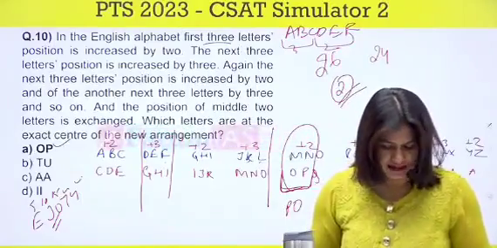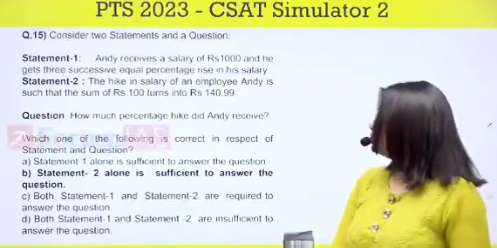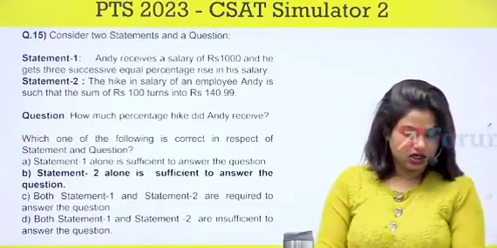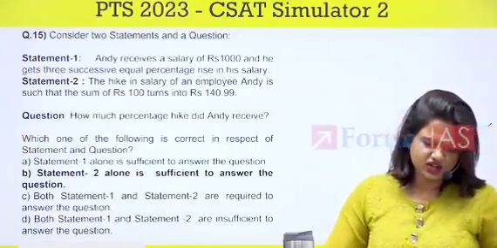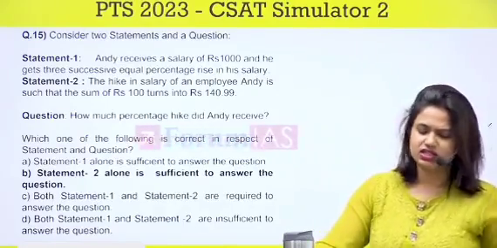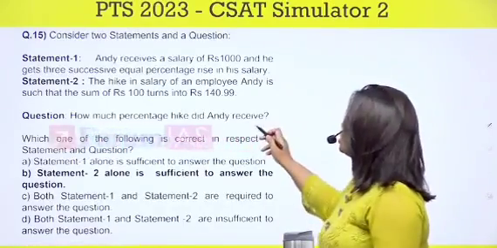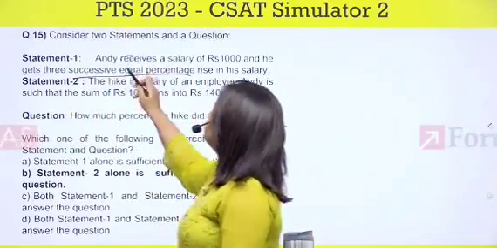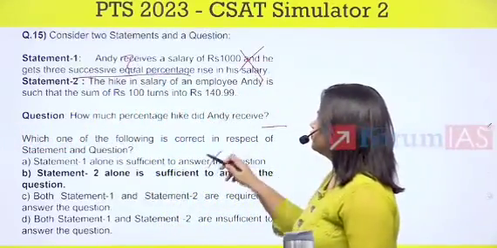That is question 10. Next question is question 15. Consider the 2 statements and a question. Statement 1. Andy receives a salary of 1,000 and he gets 3 successive equal percentage rises in his salary. The question is, how much percentage hike did he receive? They're saying equal percent was there. I don't know what percent, so statement 1 is not enough.